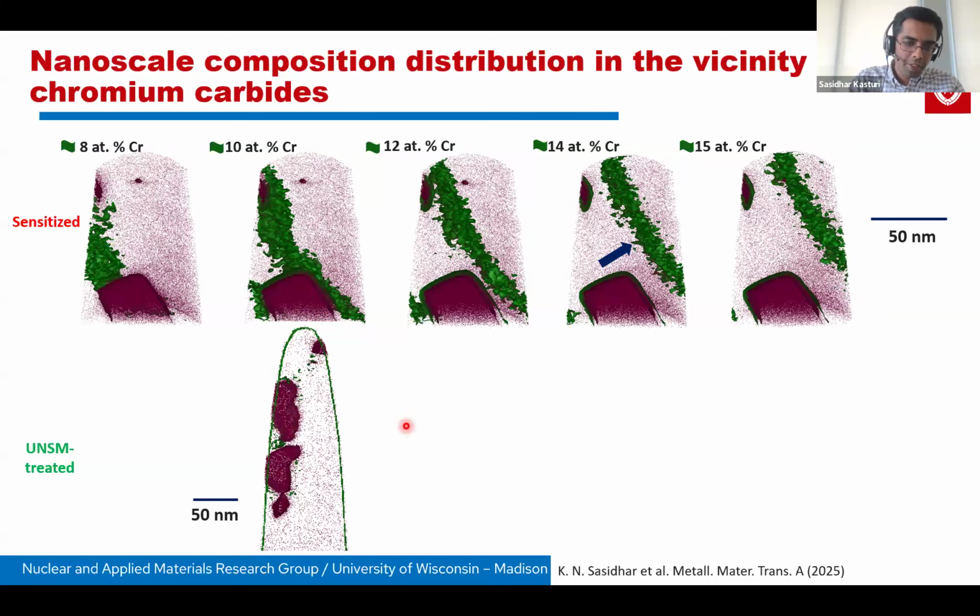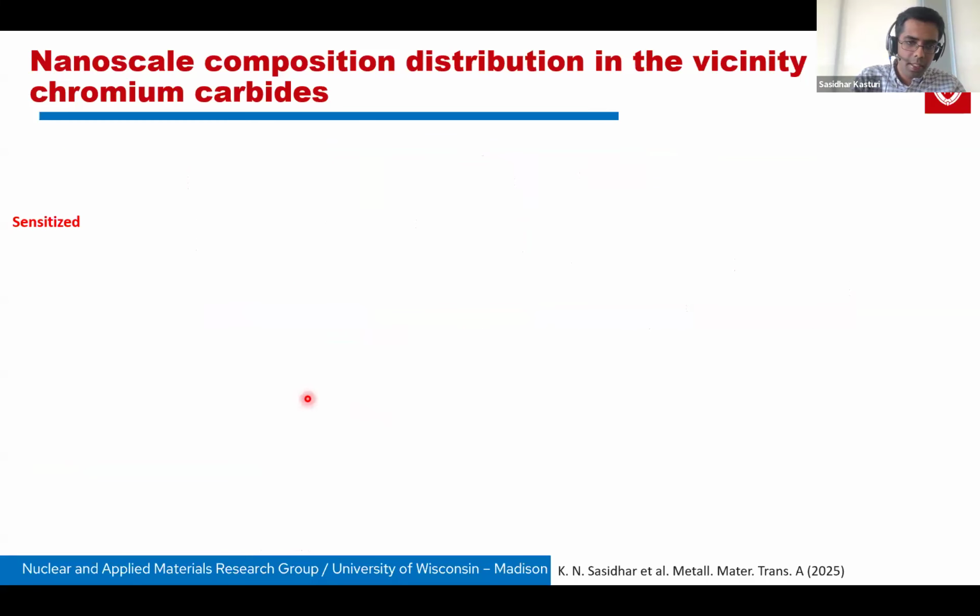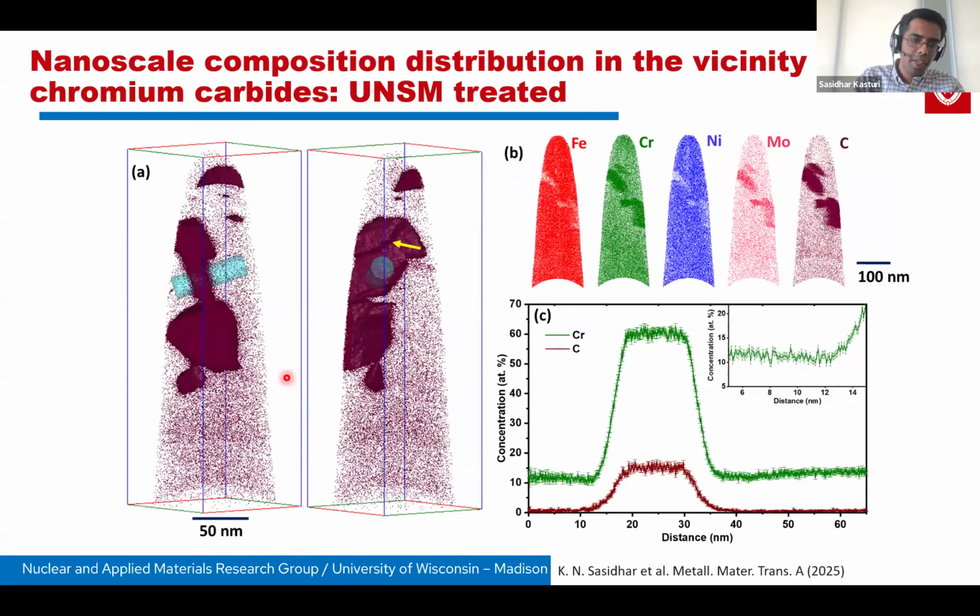Maybe this is a better slide. So all the faceting that you see here, and the way the carbide shape has changed compared to the sensitized carbide, that is all something we can see only by atom probe tomography.